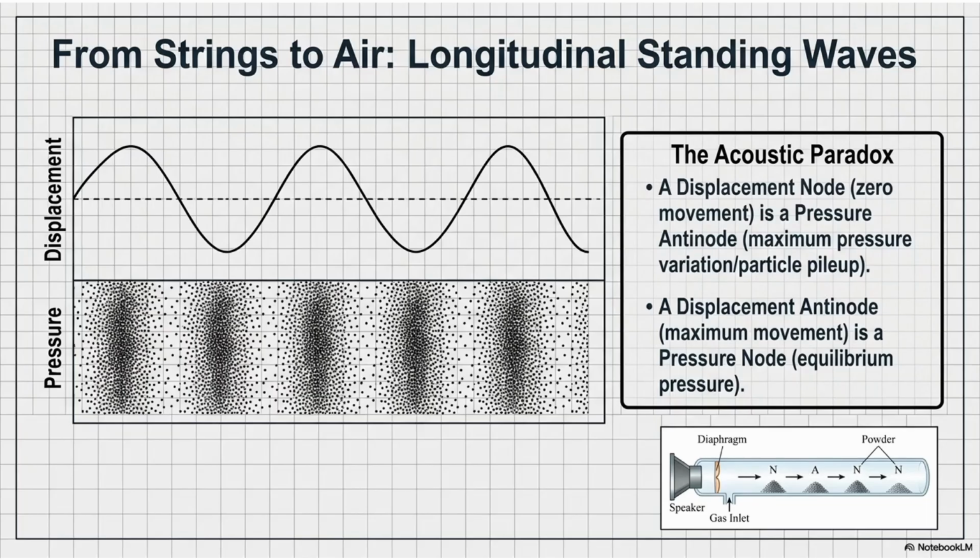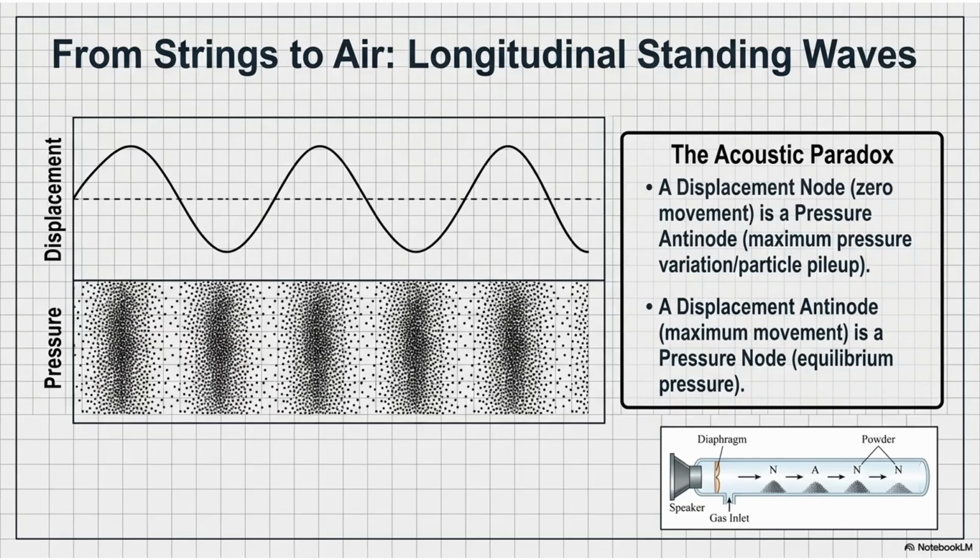Let's hear it. It says a displacement node, which means zero movement, is a pressure antinode, which means maximum pressure. It sounds contradictory, I know. Yeah. How can zero movement mean maximum pressure? Okay, so you have to remember we are talking about longitudinal waves now, not up and down waves like a string, but back and forth waves, compressions in a gas.